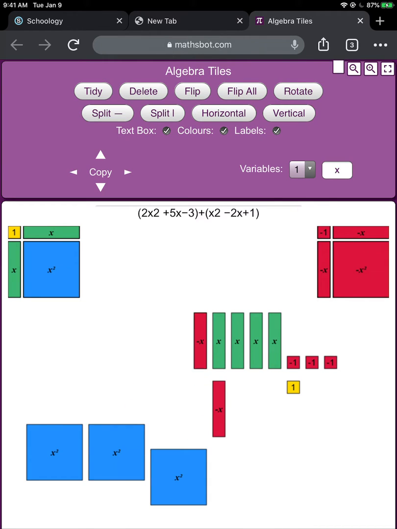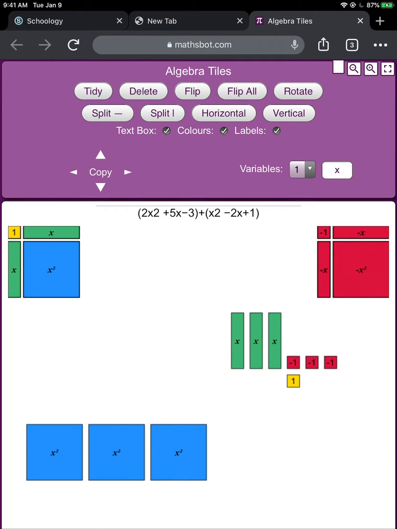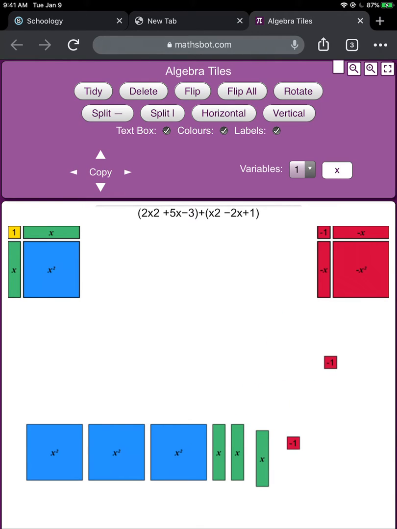That cancels out with that one. That cancels out with that one. The negative 1 cancels out there. So what is the answer? Somebody want to read that? 3x squared plus 3x minus 2. Absolutely. So all we did was just combine like terms.